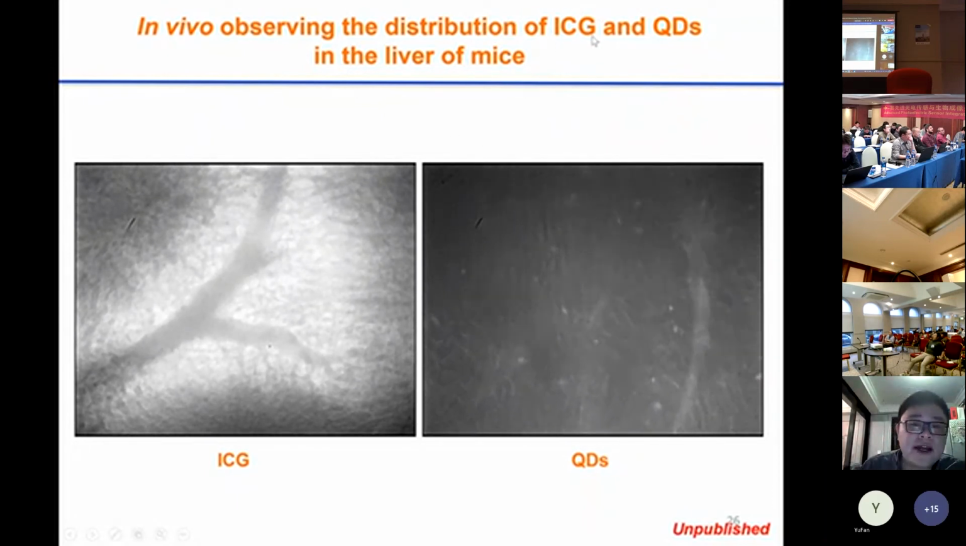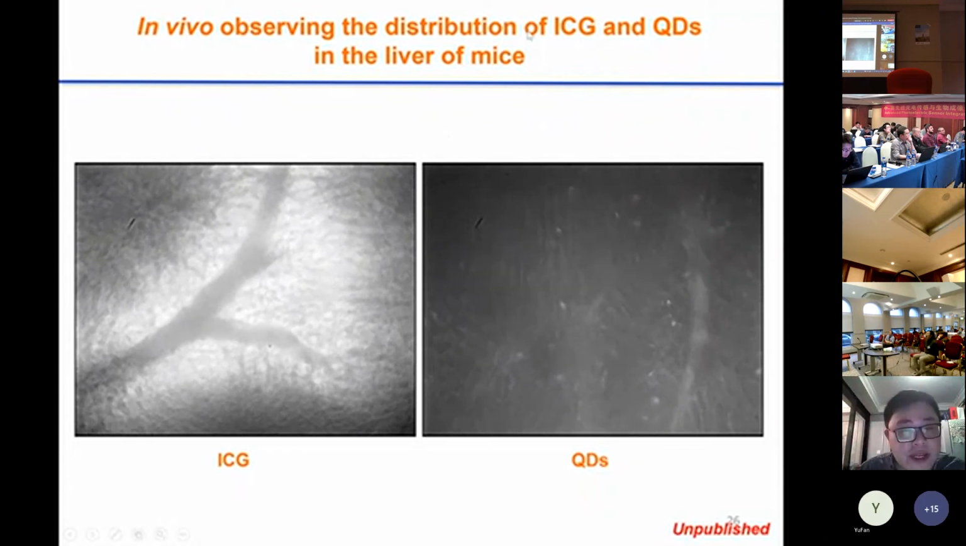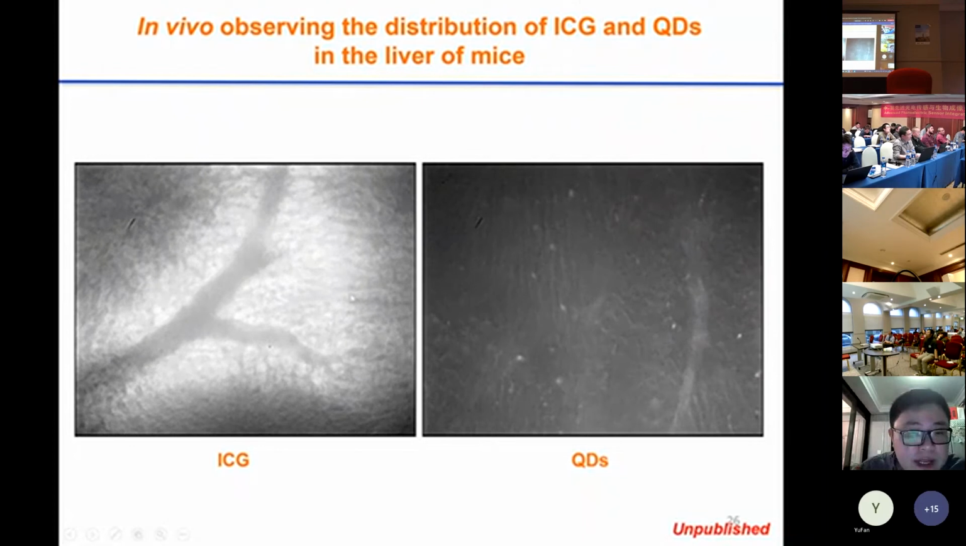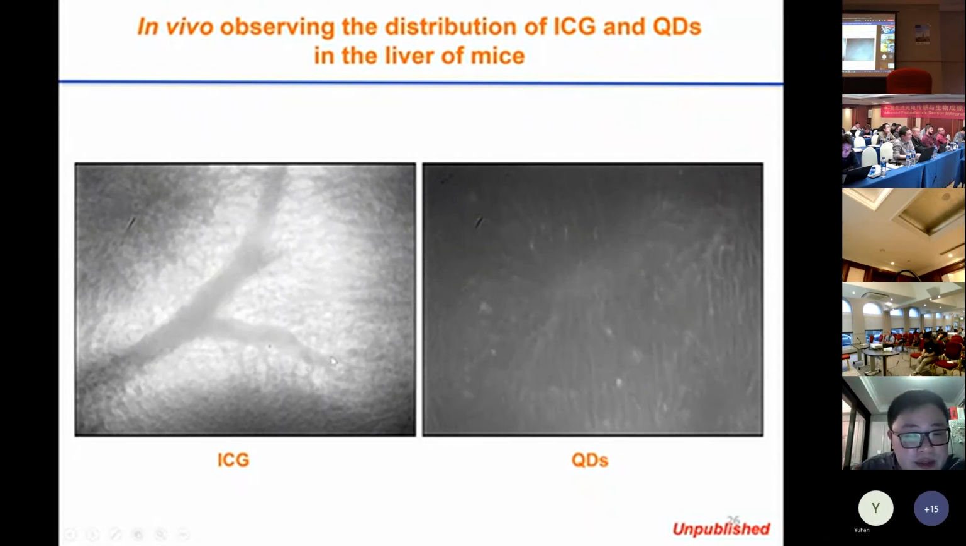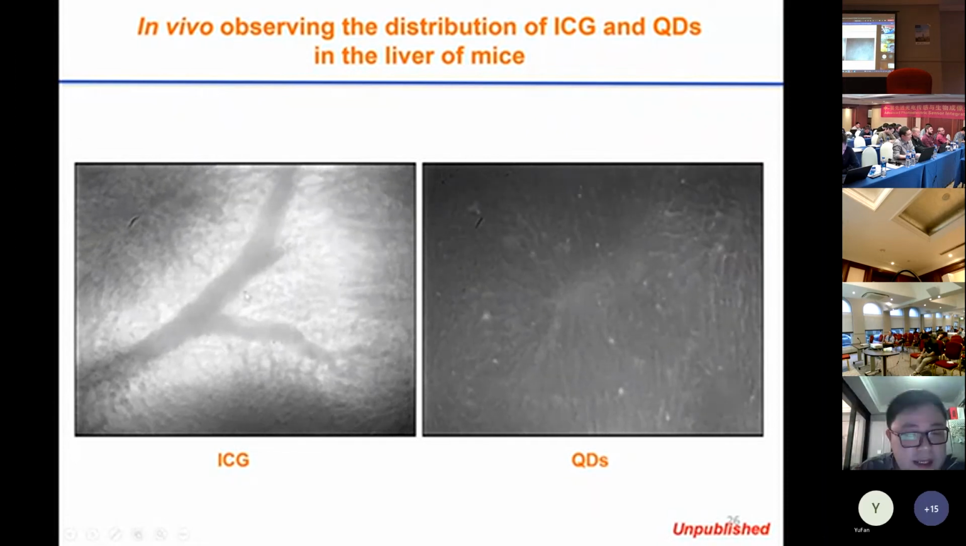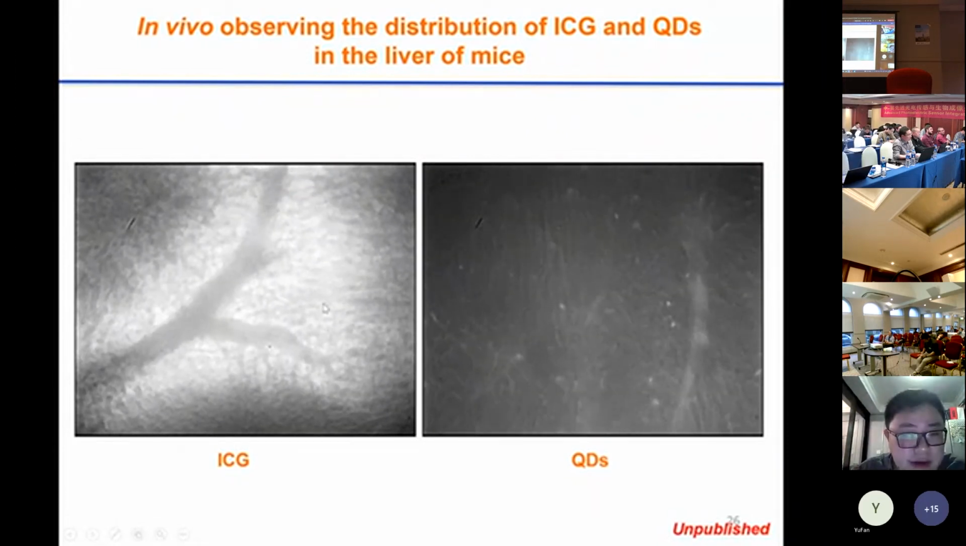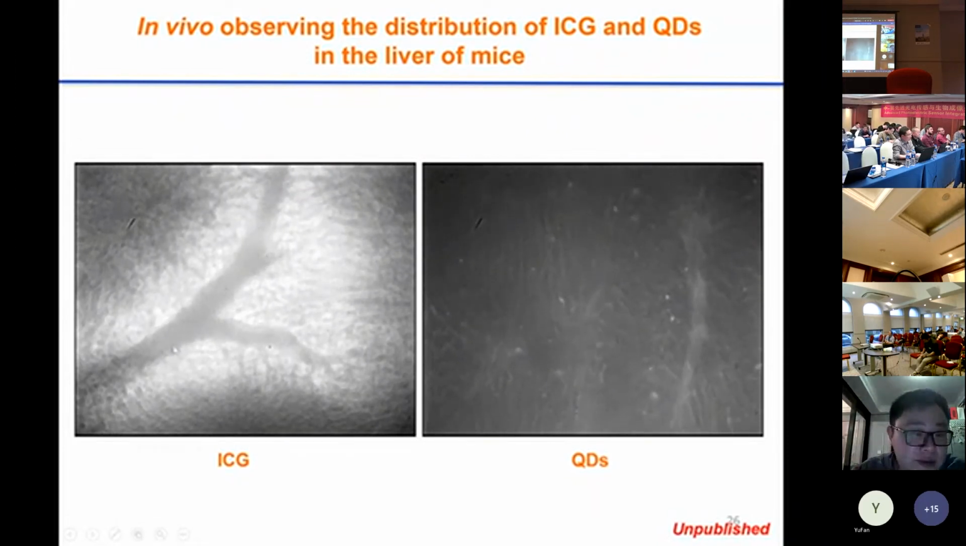The ICG, as we know, is a clinically approved NIR dye. It can be cleared from the liver of the mouse. And under our microscope, we can find that most of the ICG is distributed in the cells of the liver, but not the blood vessels.